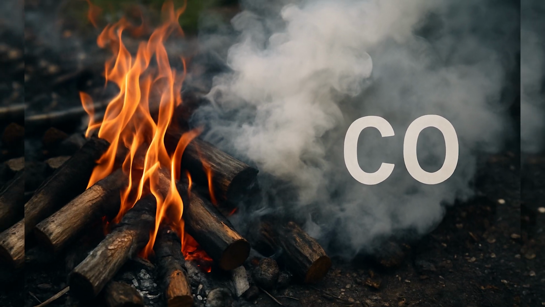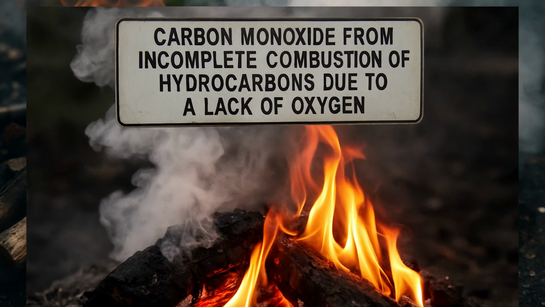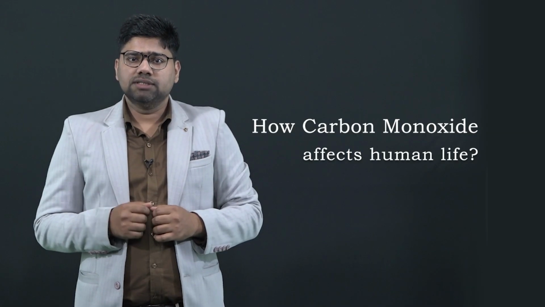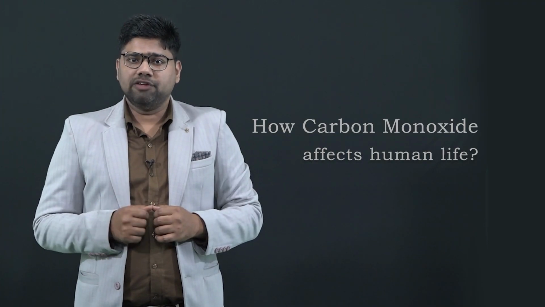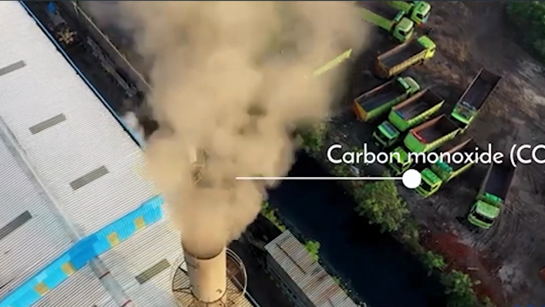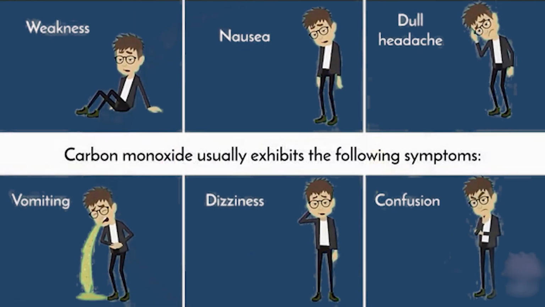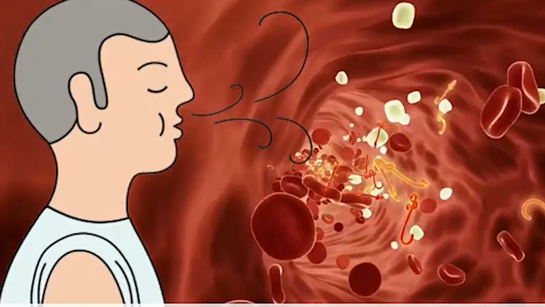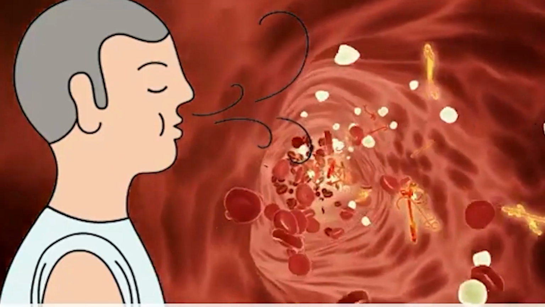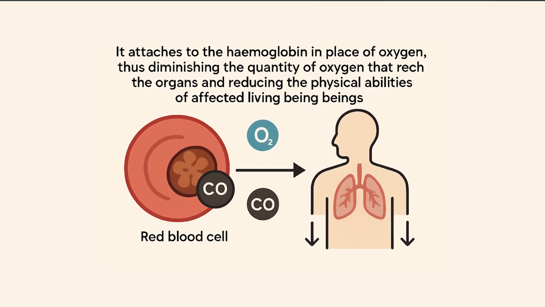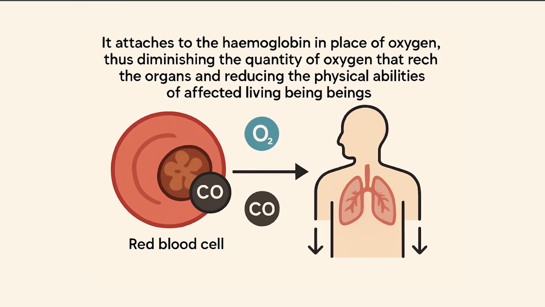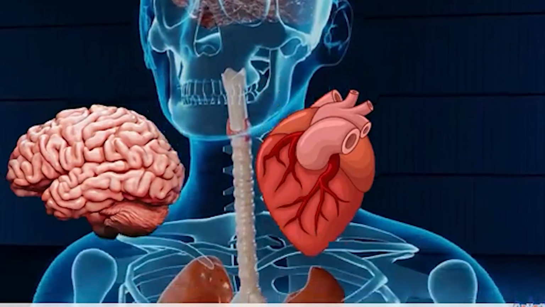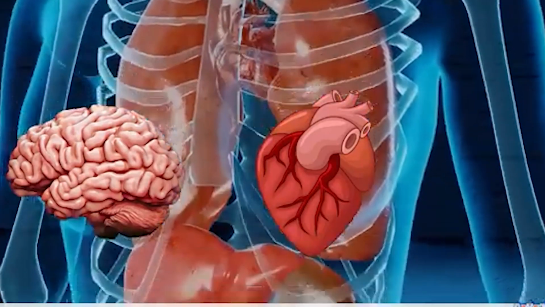Carbon monoxide results from the incomplete combustion of hydrocarbons due to lack of oxygen. So students, how does carbon monoxide affect human life? As we know, carbon monoxide is poisonous to humans and animals that breathe it. Once carbon monoxide reaches the blood cells, it fixes to the hemoglobin in place of oxygen, thus diminishing the quantity of oxygen that reaches the organs and reducing the physical and mental ability of affected living beings.